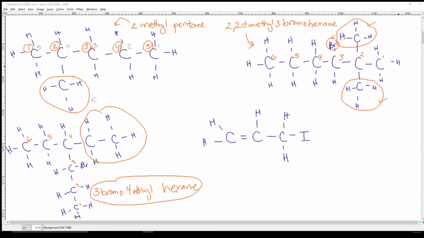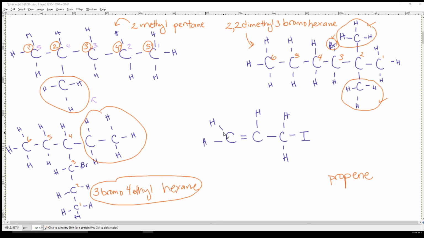All right, and now let's try the last one. If you haven't tried it yet, go ahead and pause and try it. And okay, so now I'm going to do it. Well, obviously this is a 3-carbon chain, so this is going to be, but wait a second, is it propane? No, it is propene.